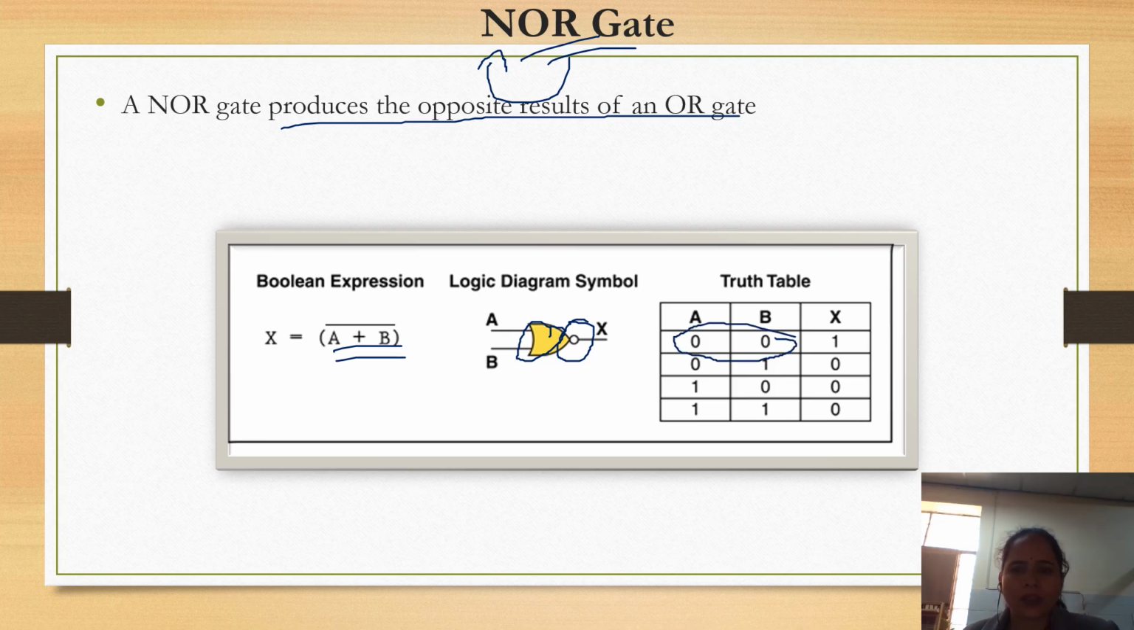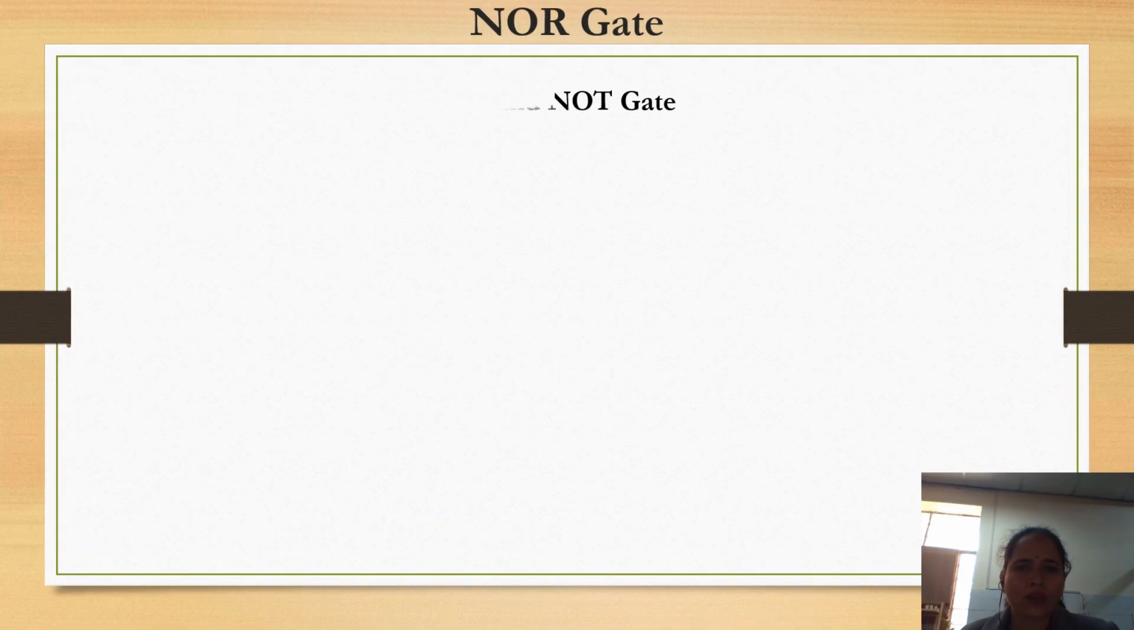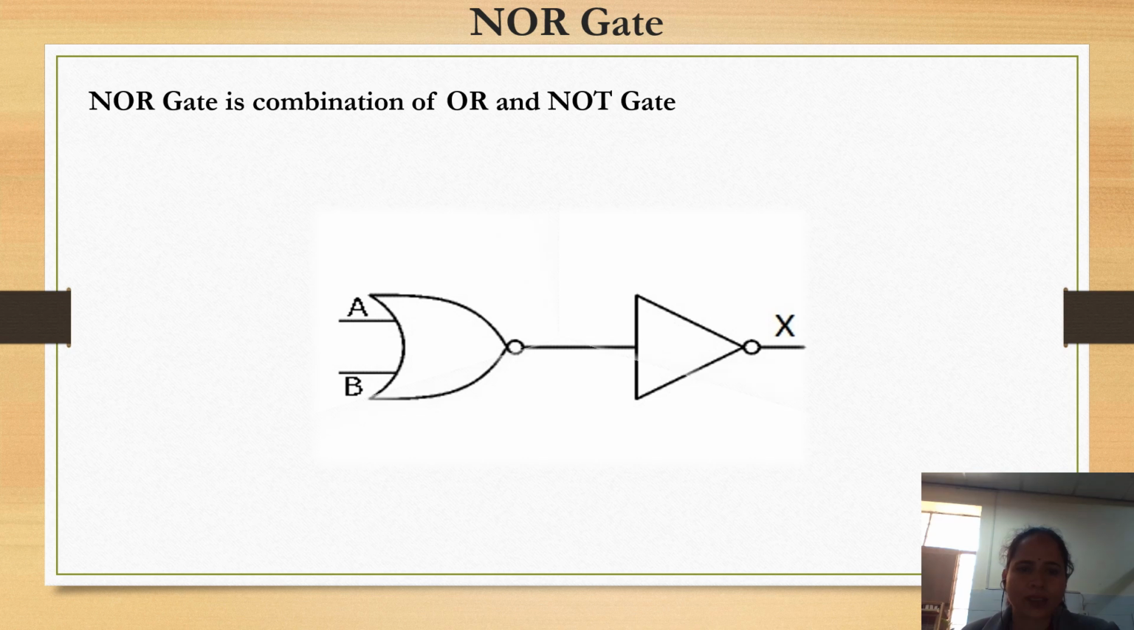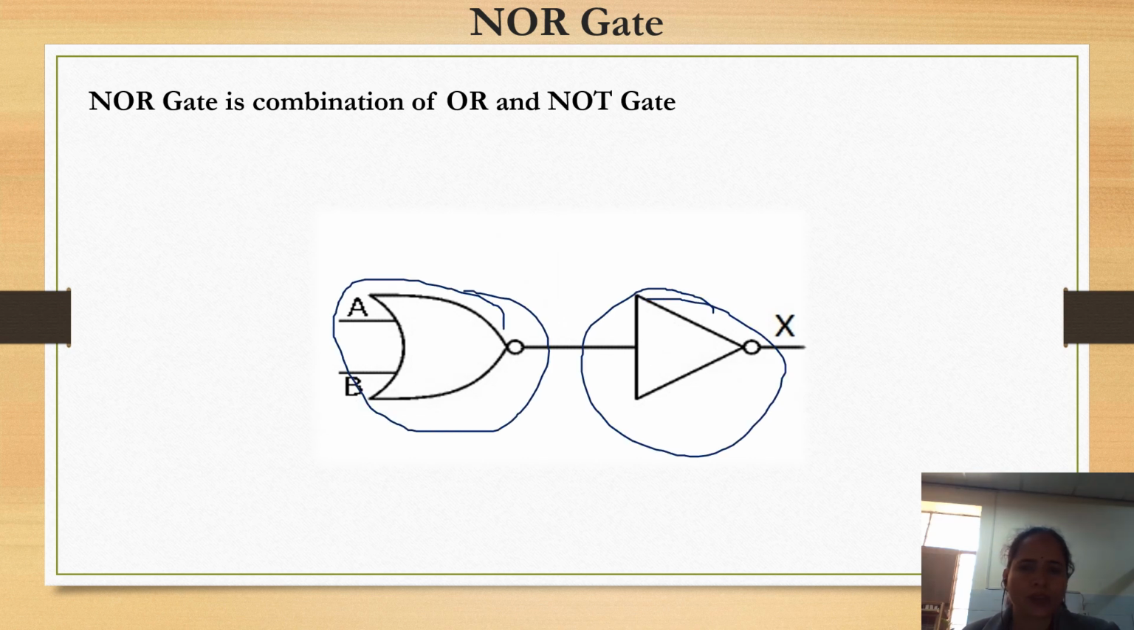In the OR gate the output is always 1 except for one case of 0 0. When both the circuits are down, then only the complete circuit is down. Whereas in the case of the NOR gate, if both the circuits are down, then the complete circuit is active and the output is activated. Now this is the NOR gate circuit diagram. Okay, so this is the OR gate and this is the NOT gate.